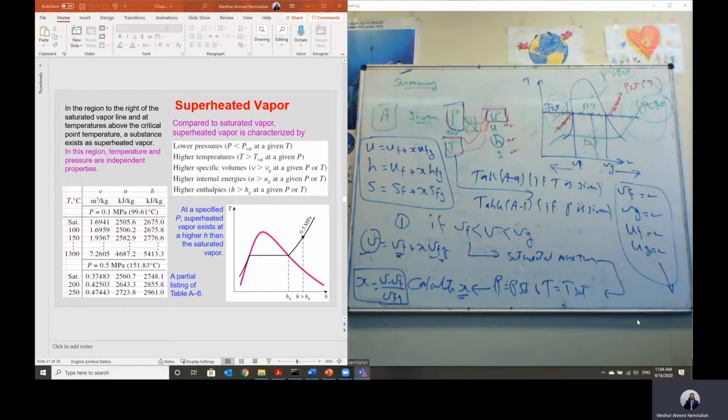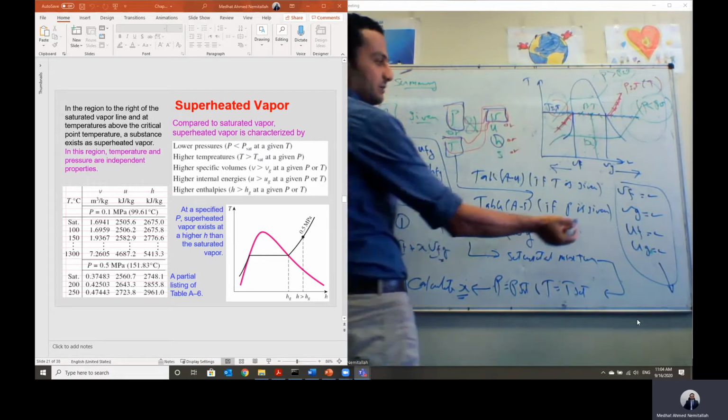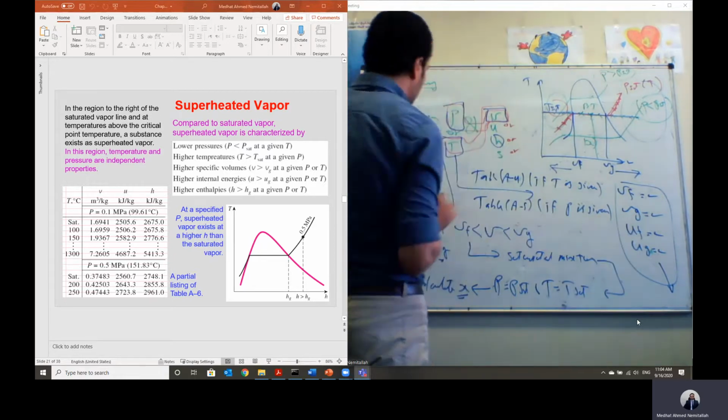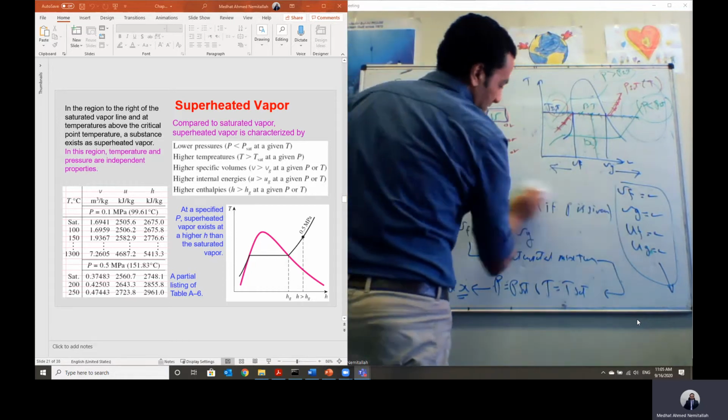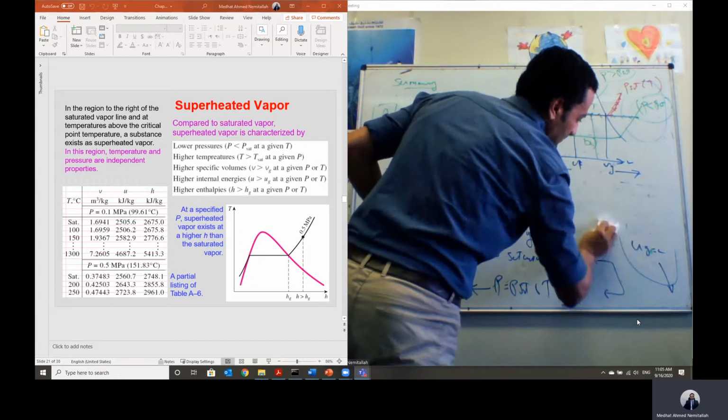To calculate the other properties, for internal energy we can get from the table at the given temperature U fluid and UFG. Then we can calculate using this equation and the calculated value of X. We can calculate the internal energy in kilojoule per kilogram. Like this, we can calculate the enthalpy and the entropy. This is option 1, under the given pressure or temperature with one of the specific properties. What about if we find the specific volume is greater than V gas in this case?